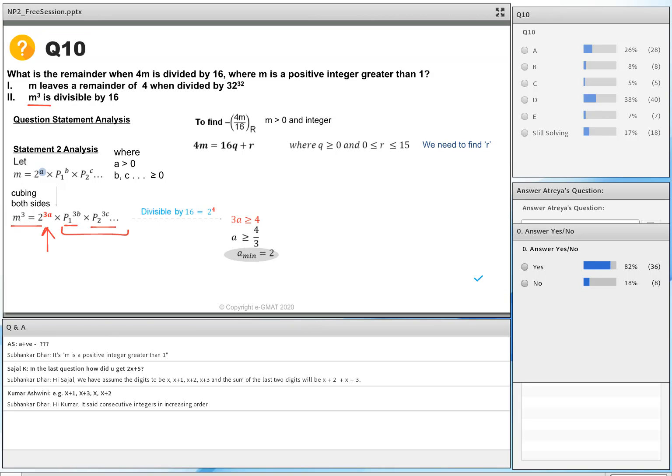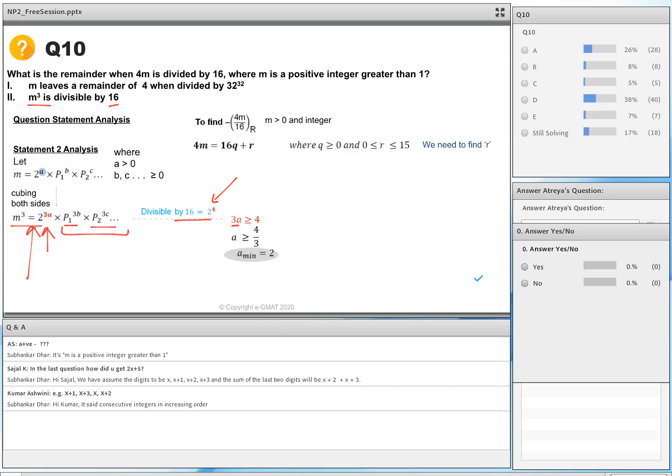Why? Because in the question statement, it's given that m cube is divisible by 16. And when is a number divisible by 16? When a number has 2 to the power 4 in it, right? So here, if I compare, m cube has 2 to the power 3a, and I know that it has to have 2 to the power 4, it essentially means that 2 to the power 3a has to be greater than or equal to 2 to the power 4, or essentially 3a has to be greater than or equal to 4.